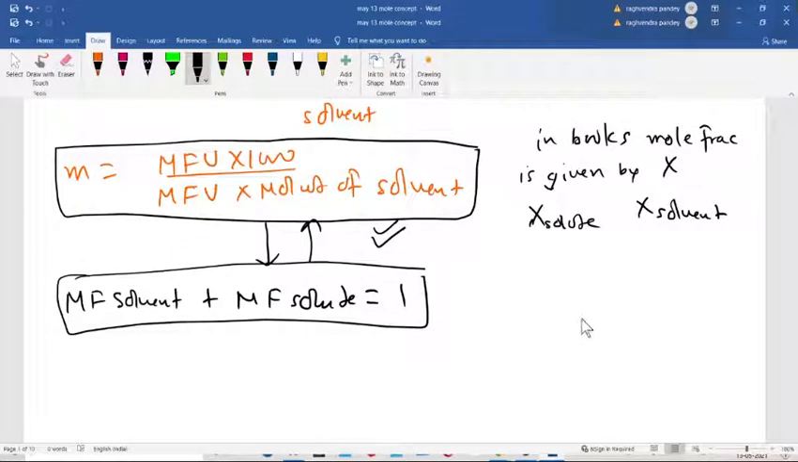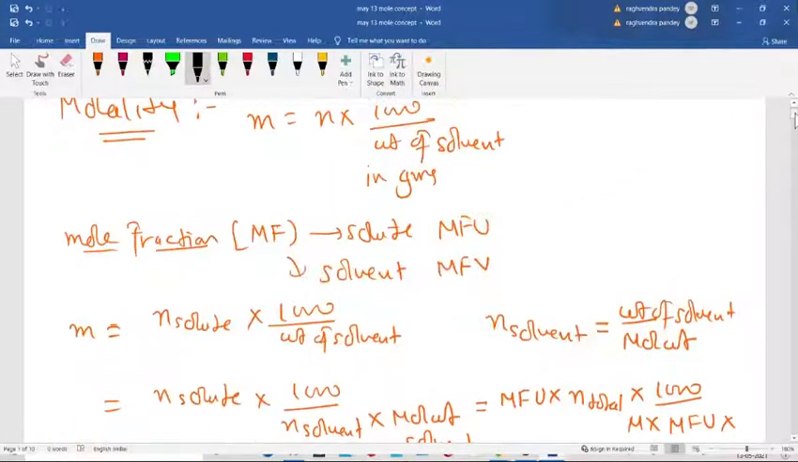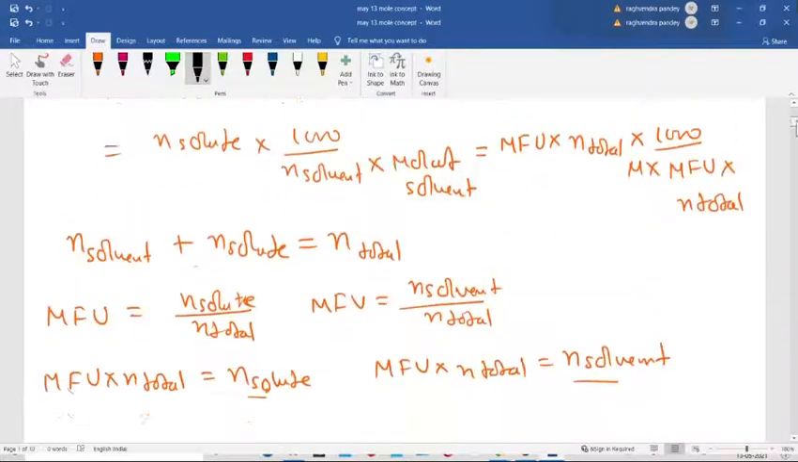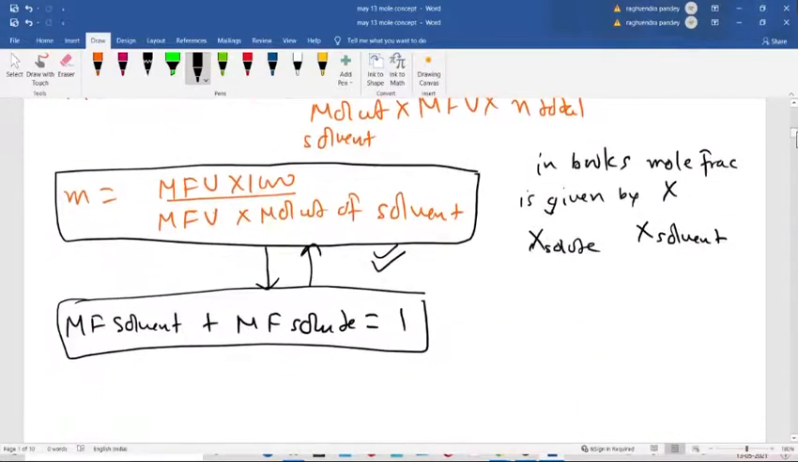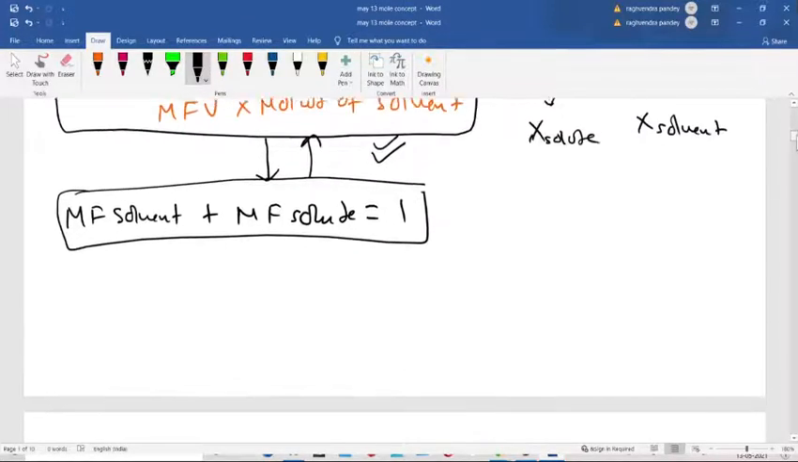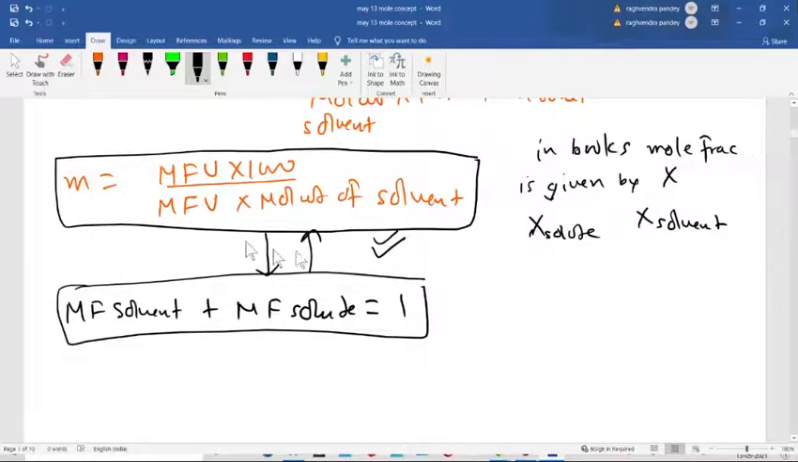Got it? So molality and molarity are exactly the same, just you have to write the weight of the solvent. Okay, so that is your weight of the solvent here. This one. So basically they are the same. Have you understood this?